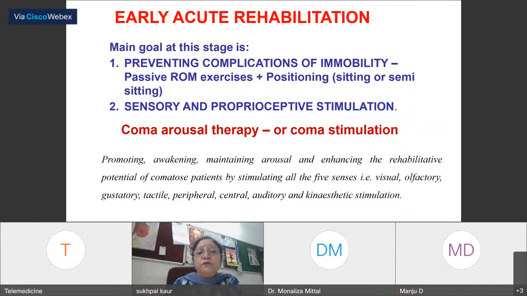This is called coma arousal therapy or coma stimulation, which involves promoting awakening, maintaining arousal, and enhancing the rehabilitative potential of comatose patients by stimulating all the senses: visual, olfactory, gustatory, tactile, peripheral, central, auditory, and kinesthetic stimulation. We carried out a study by one of our master's students, which is under publication, wherein we saw the effect of coma arousal therapy. It was quite effective in decreasing the duration of hospitalization and improving the consciousness level of the patients. I will not be able to share the results because it is still under publication.